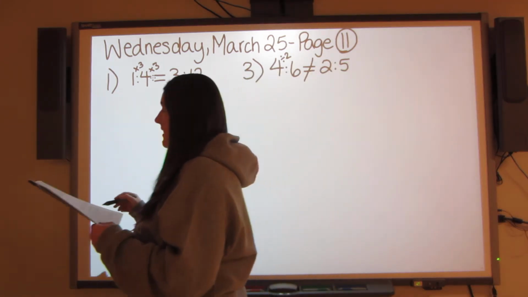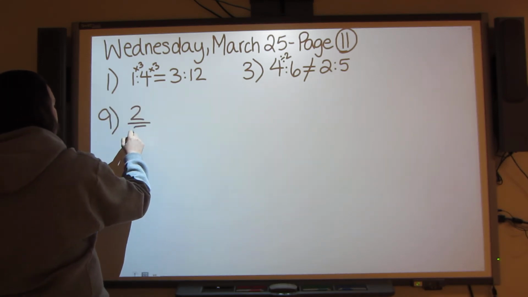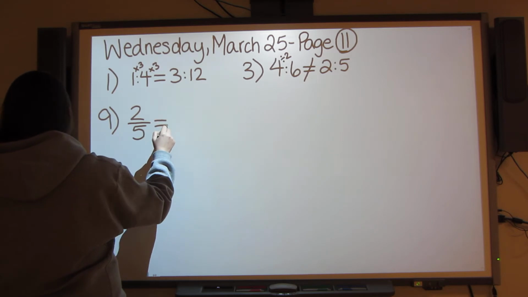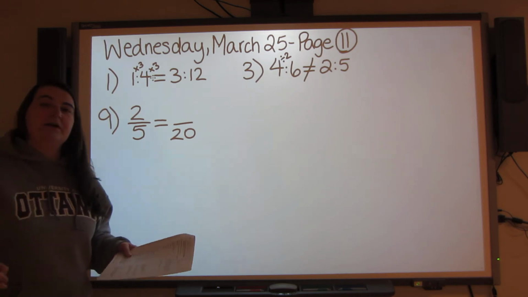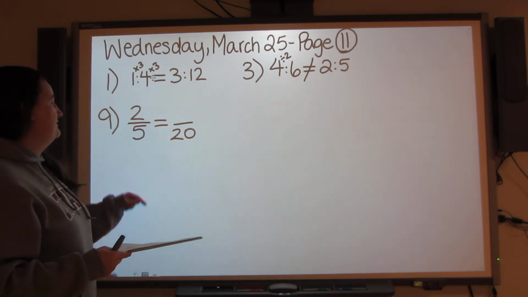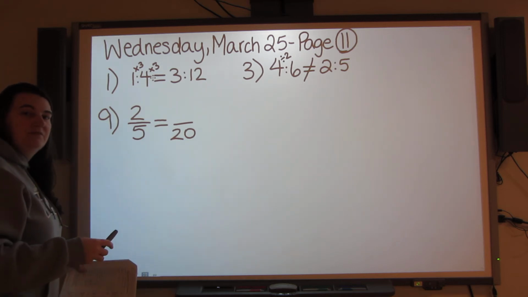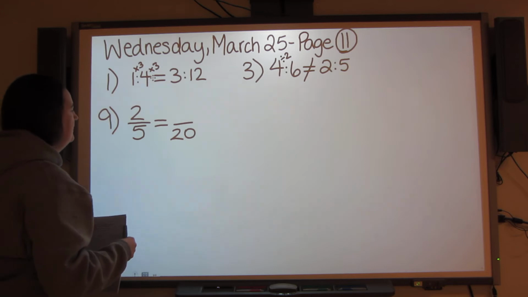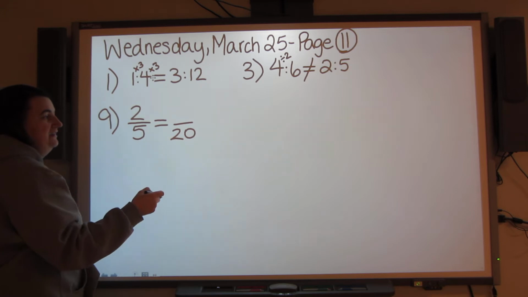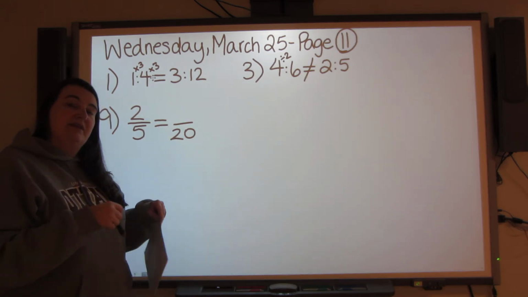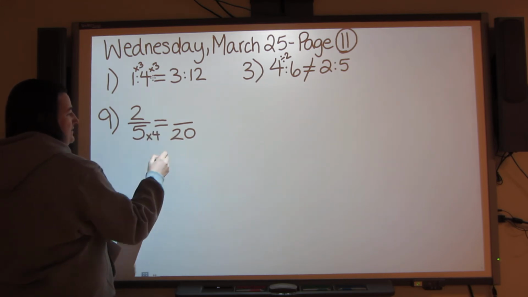Let's take a look at number 9. Number 9, you've got 2 over 5, and it equals something over 20. So you've done this before. You just need to figure out what the missing one is by figuring out what the relationship is between the 5 and the 20, and applying that same relationship to the 2. So the relationship between 5 and 20, you've got 5 times something is 20, or 20 divided by something is 5. It'll be the same something. So 5 times 4 is 20.